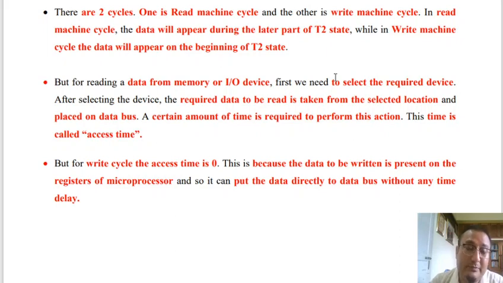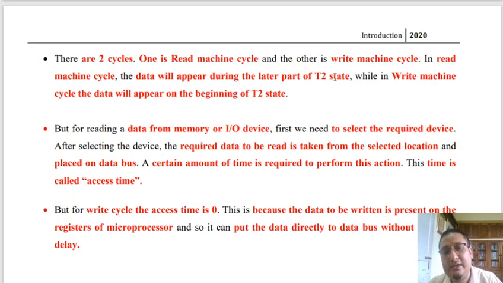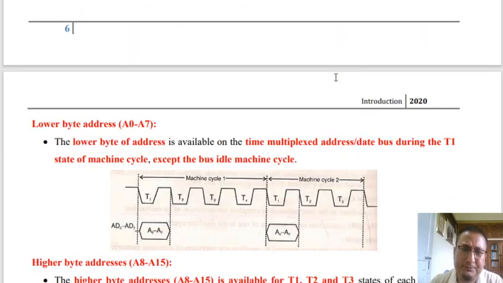But as specified in the next point, in the write machine cycle, the access time is 0 because the data to be written is already present in the registers of the microprocessor, so it can be directly put on the data bus without any time delay. It is very important for you to know that in the read machine cycle, you will require a certain amount of access time, and in the write machine cycle, we will not require access time because the data is already available. This is one important aspect to remember because it is required whenever you draw timing diagrams for various instructions.